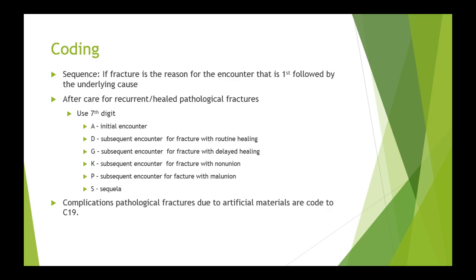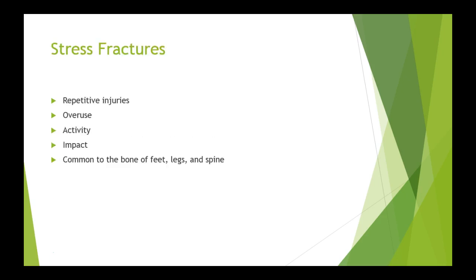Complications for pathological fractures due to artificial materials, so replaced joints or pins and things like that. If there are problems due to that, they're still going to be in Chapter 19. So we'll look at that later on as well.